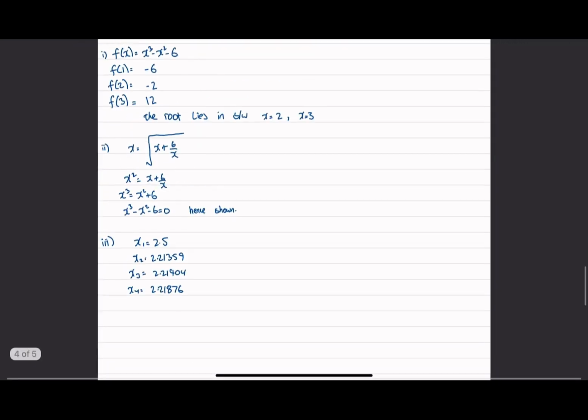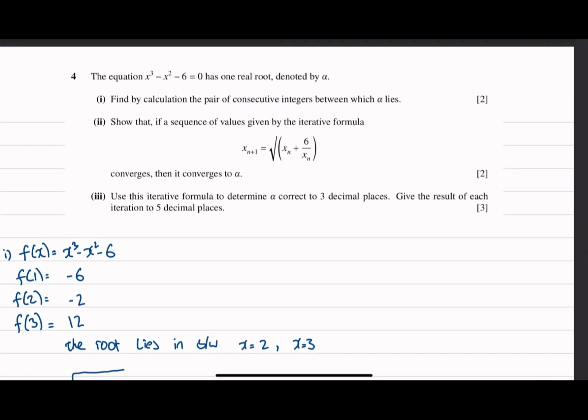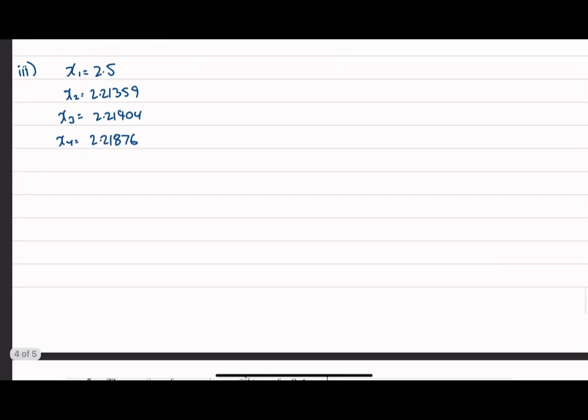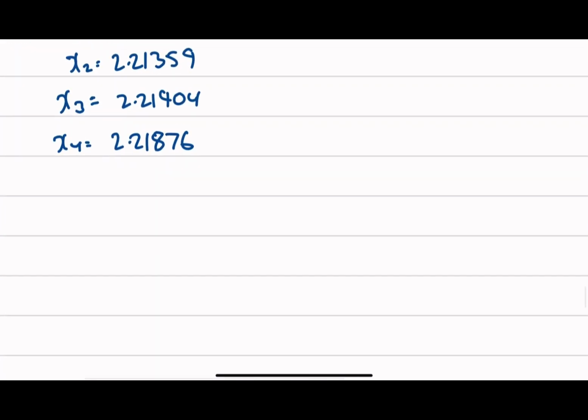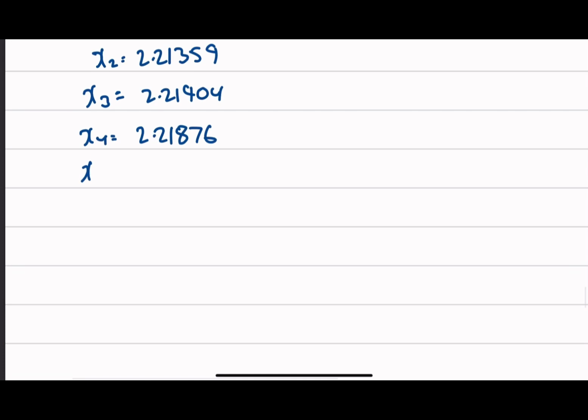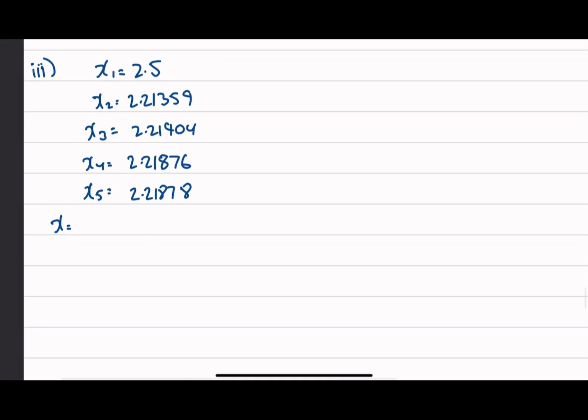Notice that they've asked you to give the answer of each iteration to 5 decimal places and alpha correct to 3 decimal places. So we'll get our answer when the 4th decimal place is static, and then we can round off to 3 decimal places. So x5 is 2.21878. And notice that this and this are the same. The 4th decimal place is now static, so we can round it off to the 3rd decimal place. So my answer will be 2.219. This is the answer for x.